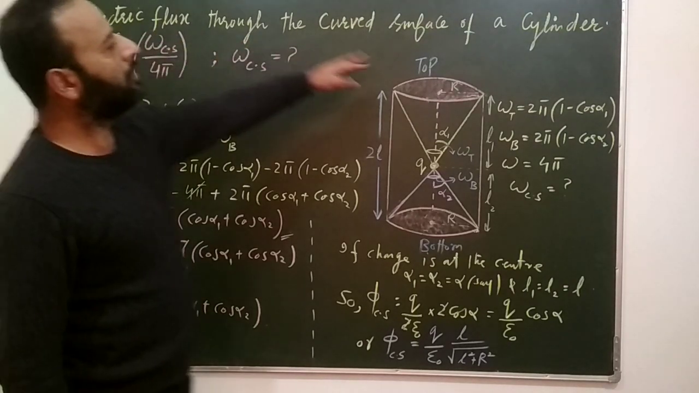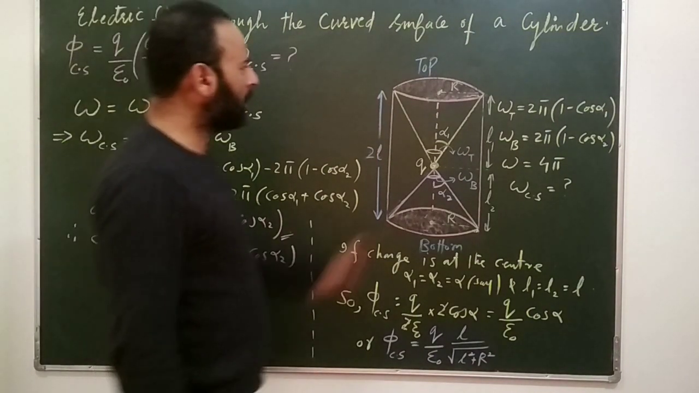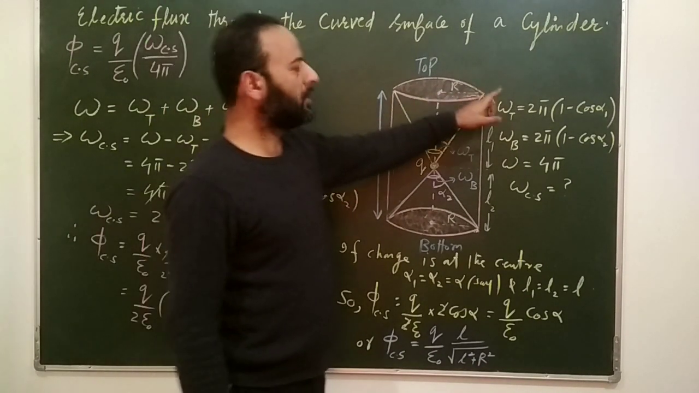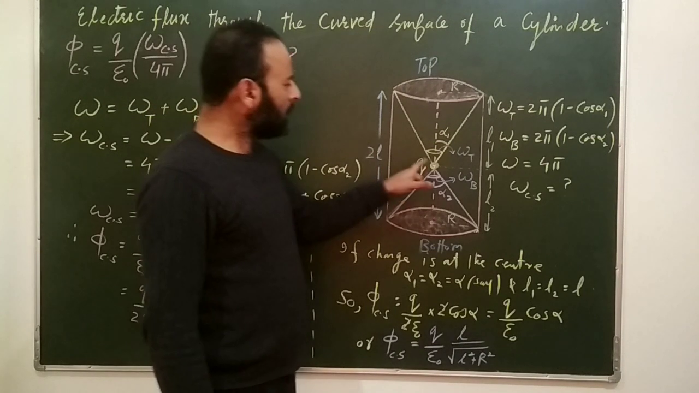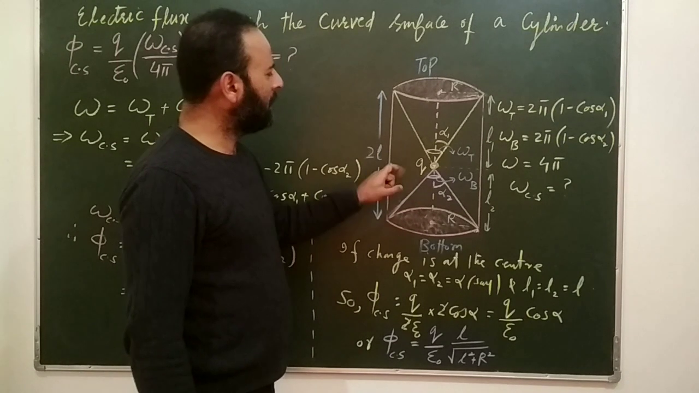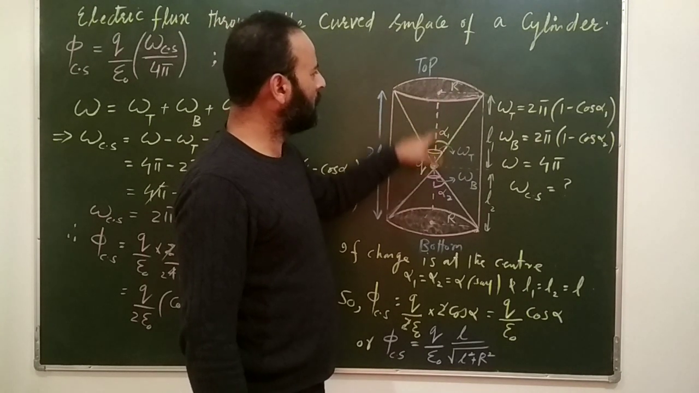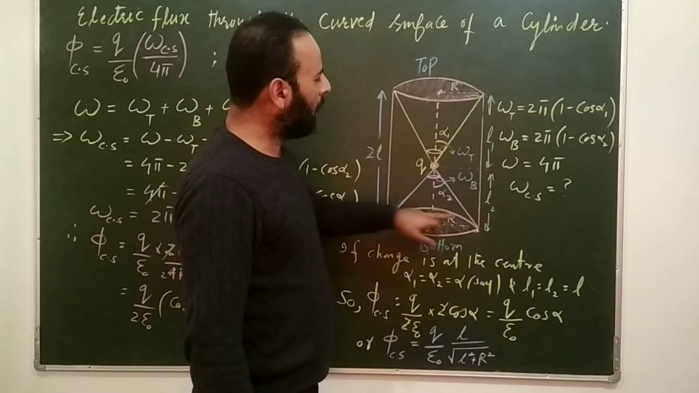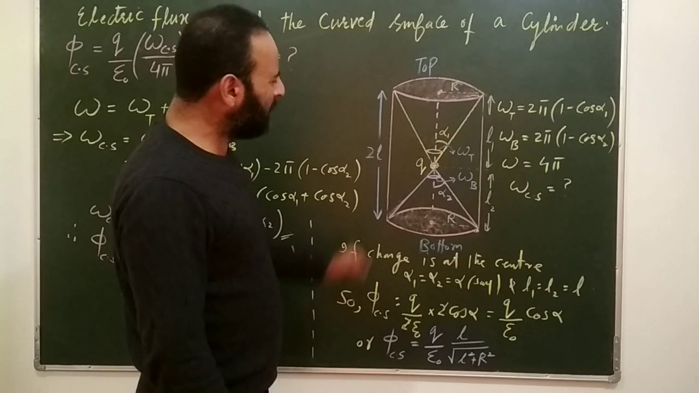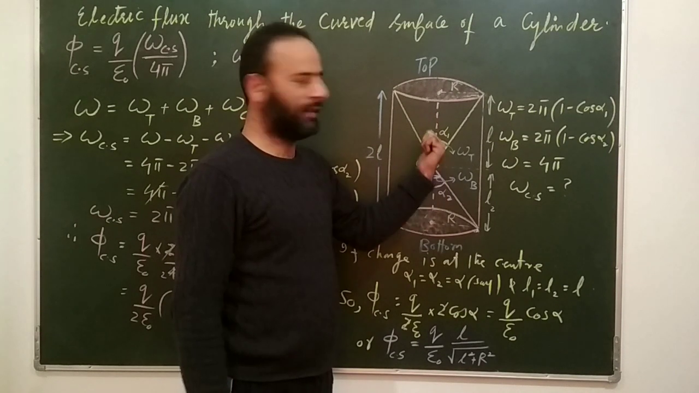to flux through the curved surface area of a cylinder, right? So what I do here, I am considering a right circular cylinder of length 2L and radius R. Now at this point on the axis of the cylinder, I am taking a charge Q such that this charge Q is at a distance of L1 from the top base and L2 from the bottom base, right? So that means it is unsymmetrically placed with respect to the bases of the cylinder.